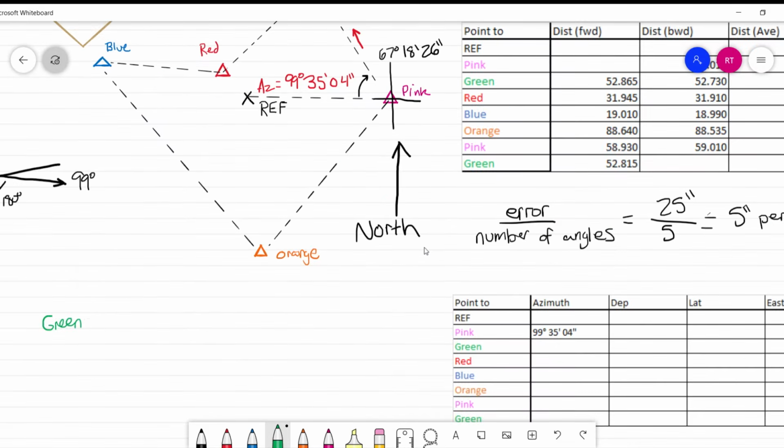So the azimuth to green is the reference azimuth of 99 degrees, 35 minutes, and 4 seconds, plus 180 degrees so that we get the back azimuth of it, plus the angle measure of 67 degrees, 18 minutes, and 26 seconds. And that gives us 346 degrees, 53 minutes, and 30 seconds.